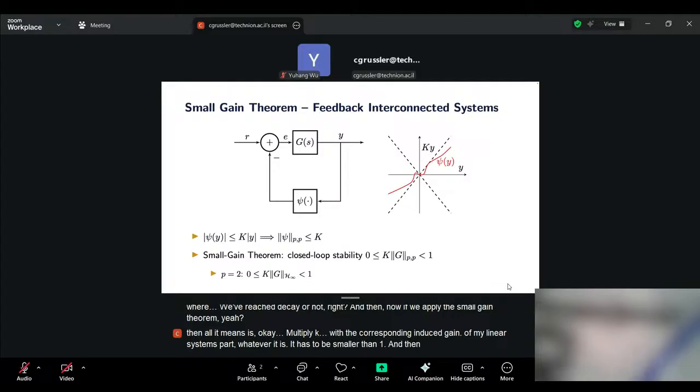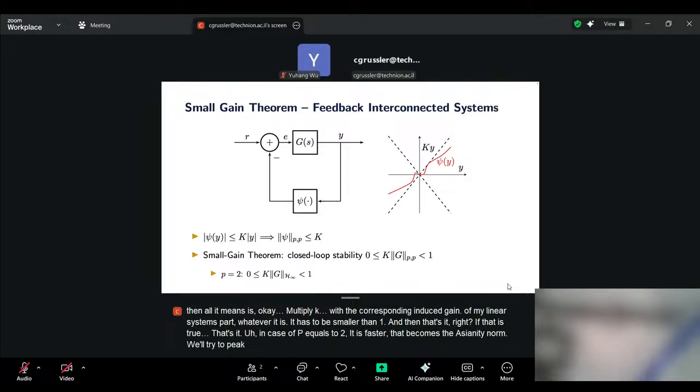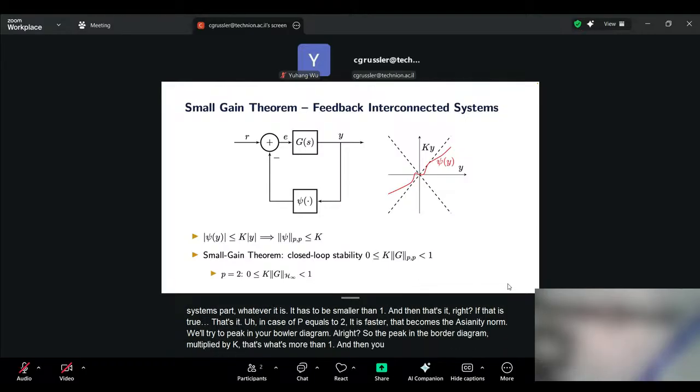And then that's it, right? If that is true, that's it. In case of p equals 2, as you discussed, that becomes the H infinity norm. It's just the peak in your Bode diagram, right? So the peak in your Bode diagram multiplied by k is smaller than 1. And then you get exactly what we expect.